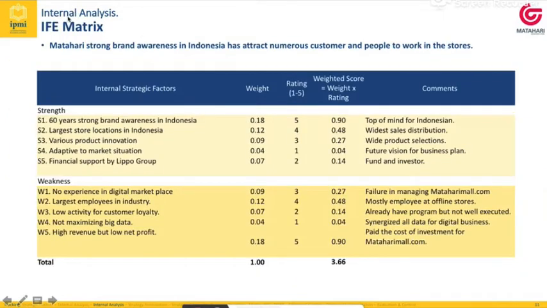Last on the internal analysis, I have the IFE matrix. Same as the EFE matrix previously, but this one focuses on strengths and weaknesses. Put in the five key internal strategic factors and put down the weights. In total it is one. Then calculate the final score, which is 3.6, and add some comments.